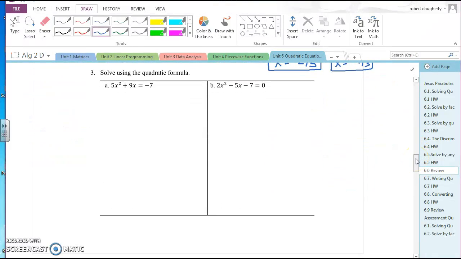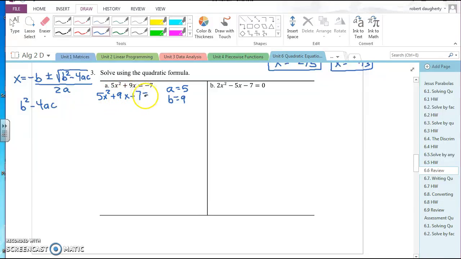Next two problems, I'm being told to use the quadratic formula. So I will write down the quadratic formula. X is negative b plus or minus the square root of b squared minus 4ac, all of that over 2a. So if I break this into steps, b squared minus 4ac. In this problem, a is equal to 5, b is equal to 9. And if I write this 5x squared plus 9x plus 7 equals 0, to solve a quadratic equation, it needs to be equal to 0. C is equal to 7.